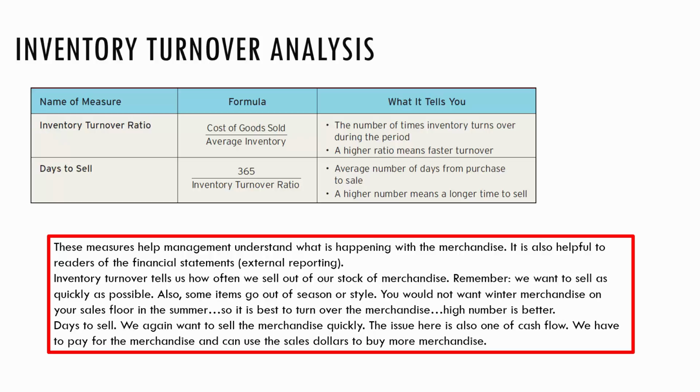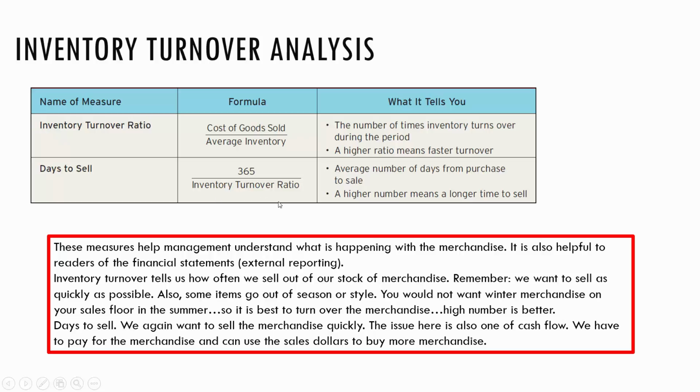Days to sell is the average number of days from purchasing an item to selling an item. Now, a higher number here means it takes a longer time to sell. This is bad. Okay? We don't want to take a long time to sell. We want a quicker or lower time period to sell. And so this number, inventory turnover, we'd like to see it big, and days to sell, we want to see it low.